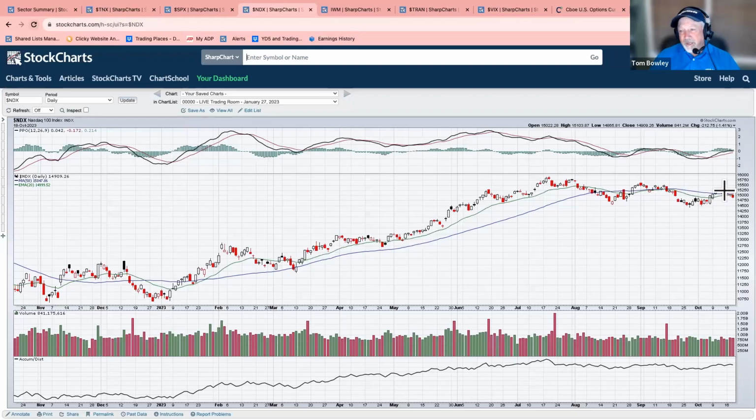NASDAQ 100. Rolling over below both of its moving averages after trading several days above both. So again, not really looking good here. Morning strength, even if we get a little bit of a pop at the open, it's not going to make me feel very good still about the overall rolling over on these charts.